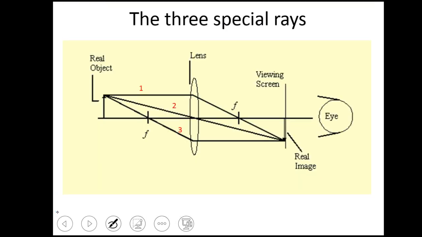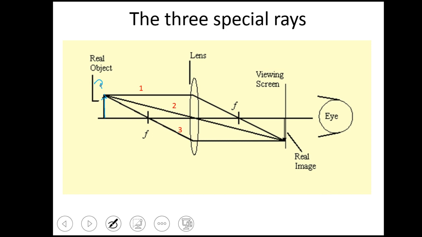All right. So for all of these cases, for converging and diverging lenses, as well as concave and convex mirrors, they've all got a focal point, they've all got an optical axis, and they're all going to have this real object with point P.